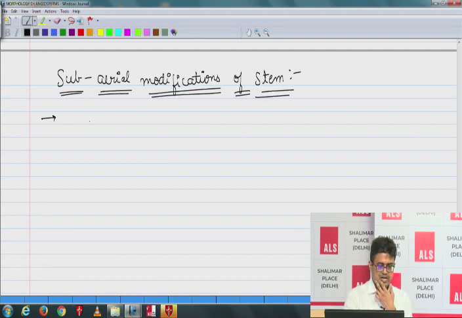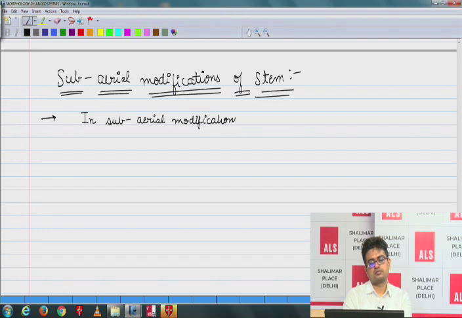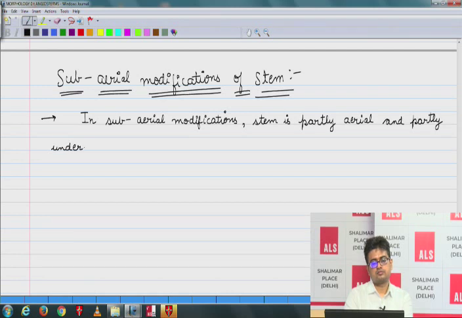So what you can say here is, in subaerial modifications, stem is partly aerial and partly underground. Okay.